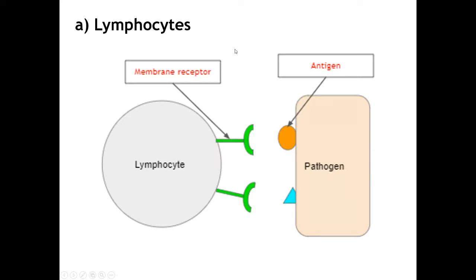So we have cells in our body called lymphocytes. Lymphocytes are the white blood cells of the specific immune response. On the outside of these white blood cells are membrane receptors. Each lymphocyte has membrane receptors for only one antigen protein.